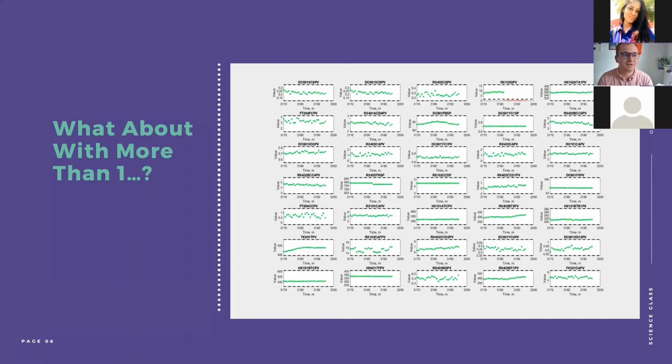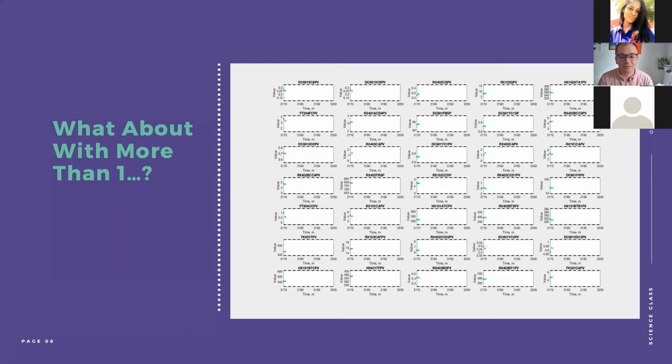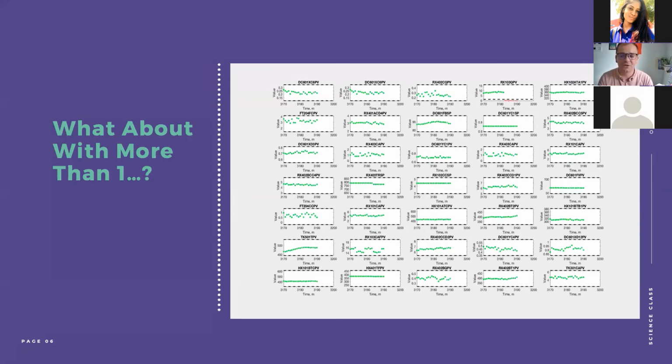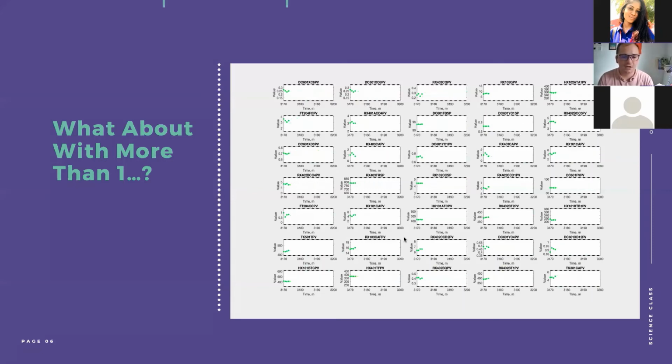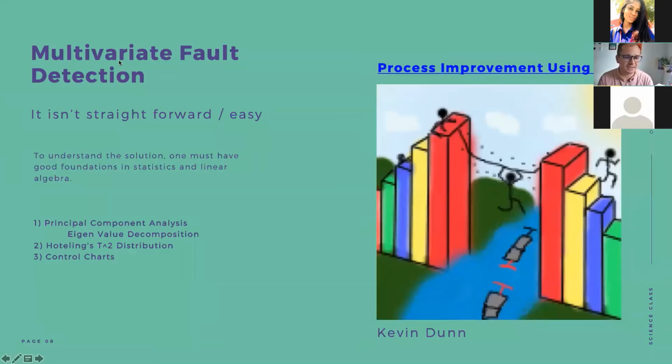So when something goes wrong, first off, you have to identify that something's gone wrong. Second, you have to identify what went wrong. And the third thing you have to identify is why it went wrong. In order to do that, it's something called multivariate fault detection, and it's not super straightforward and easy.